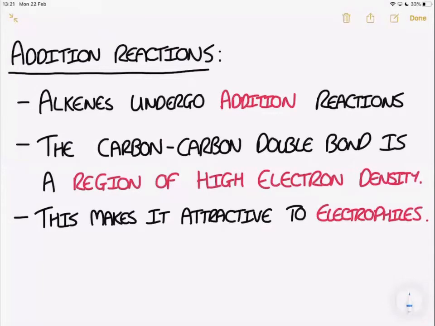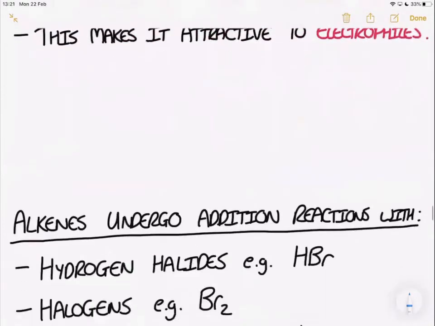Okay, so addition reactions are essentially reactions where you add stuff to a compound rather than, for example, a substitution reaction where you swap one thing for another, or an elimination reaction when you just kick some atoms out of a compound. So addition is where you add something, and in this case it's adding stuff at the carbon-carbon double bond. So let's have a look at what kinds of things alkenes undergo addition with.